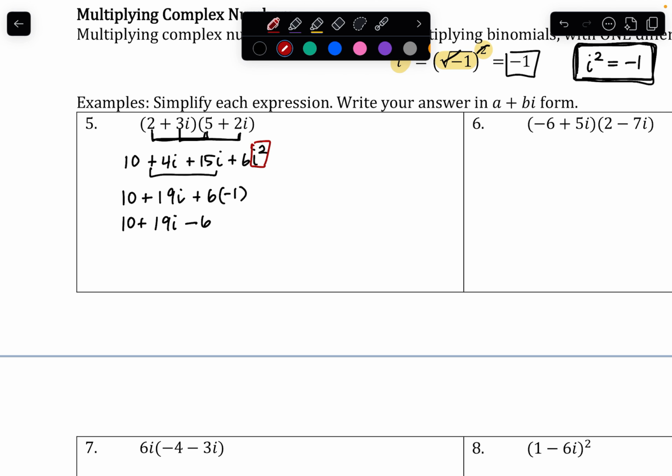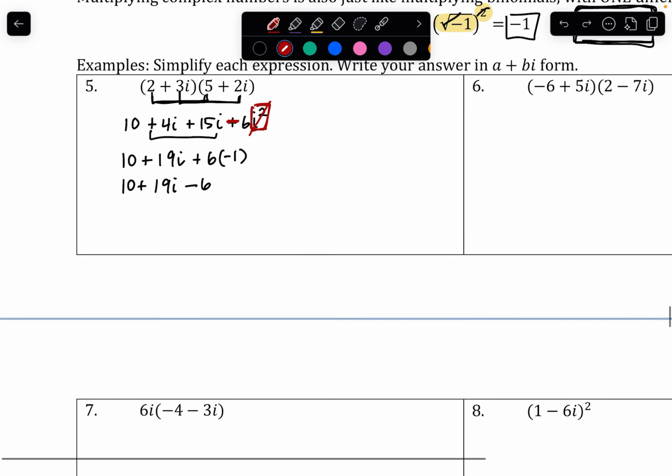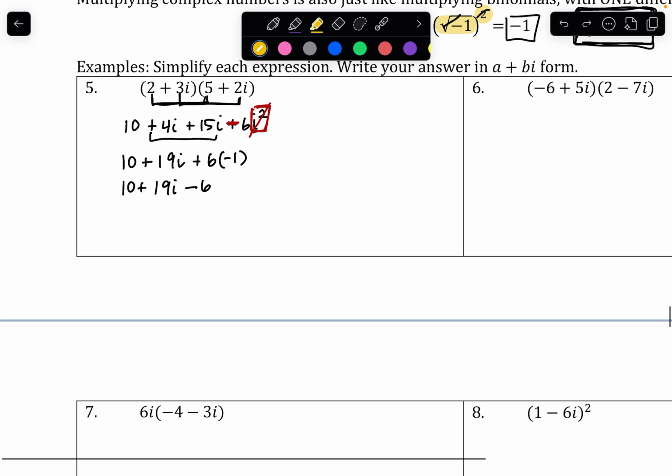And so what I like to do is whenever I see an i squared, I cross it off and then change the sign of whatever it is next to, because that's ultimately what you're doing. i squared is -1, which is going to change the sign. Okay, and so we can combine the real parts, 10 and -6, to get 4. And then we have 19i.